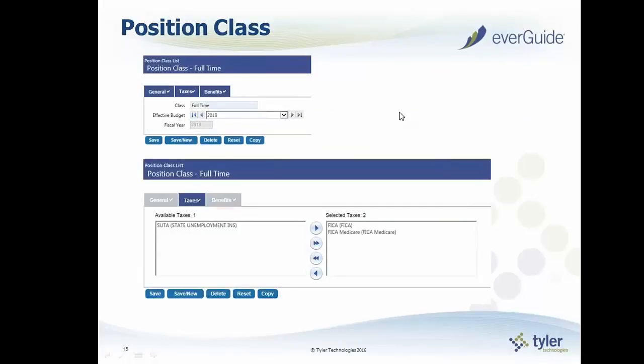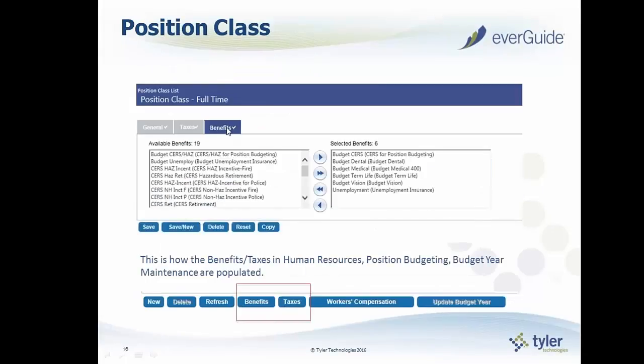When you go to the position class setup and hit new, you get to name it whatever you like. You put the year in. Mine's already here for fiscal year 2018. Once I save it, I select the Taxes tab and move over to the right any of the taxes that I want my vacant positions to calculate or budget for. After that, I also select which benefits I want calculated for an empty or vacant position.